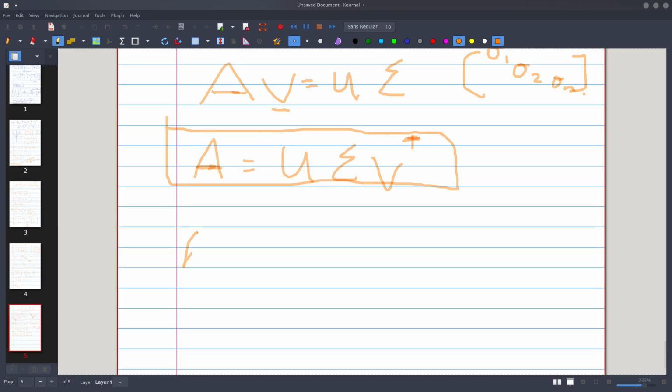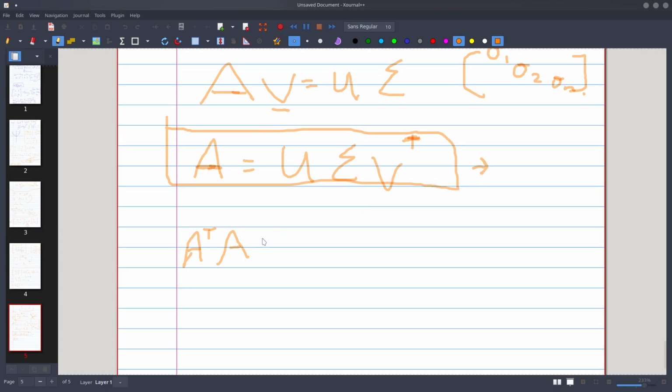Okay, let's look at this A transpose A situation. A transpose A, what is this? Well, we know what A is, so what is the transpose of this guy? Can you figure out what A transpose is? If you're taking the transpose of this matrix, it's going to come in reverse order. So you're going to get a V. I hope you see what's going on here.